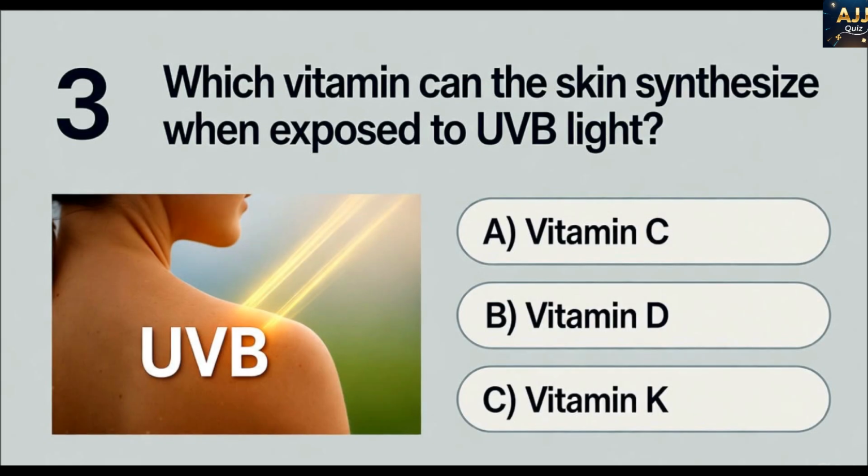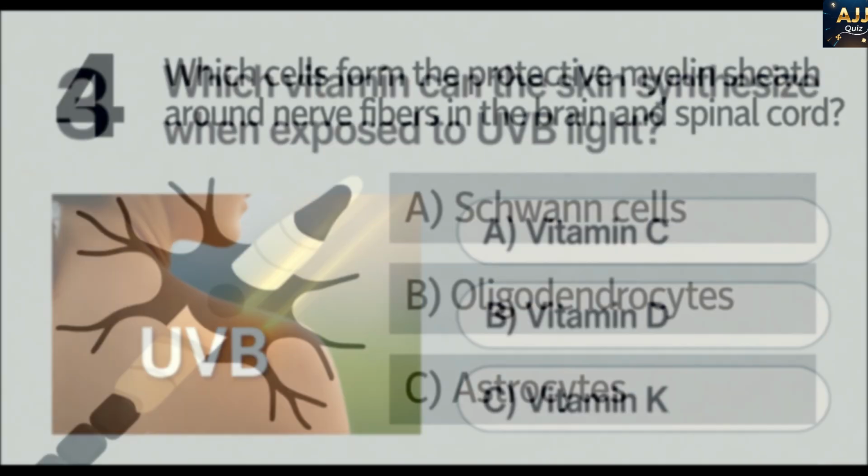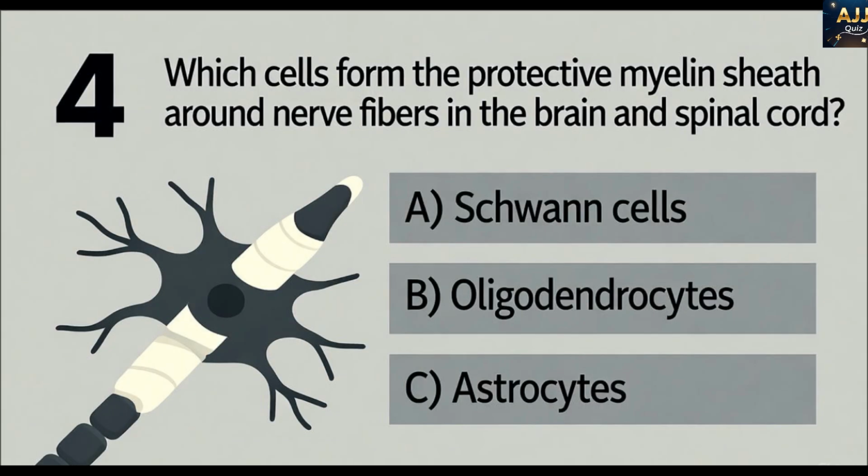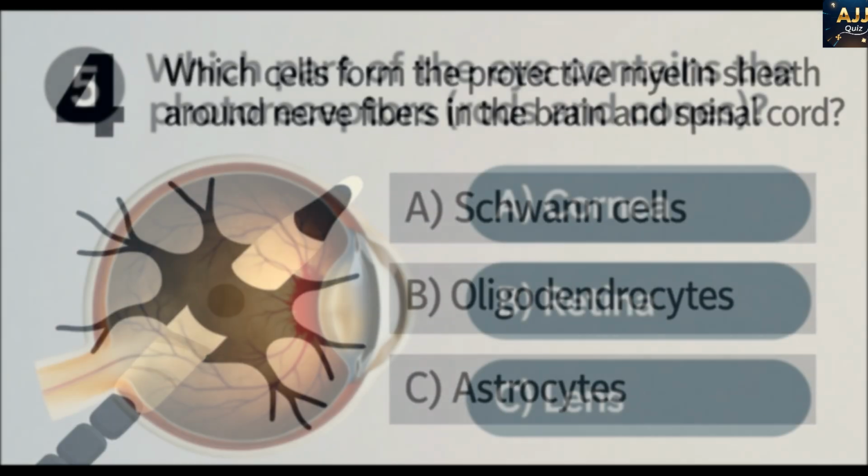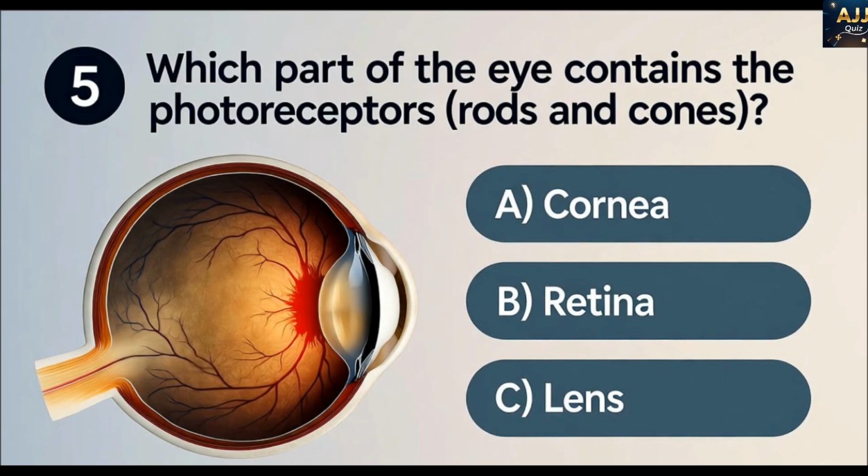Which vitamin can the skin synthesize when exposed to UVB light? Correct answer is B, vitamin D. Which cell type is primarily responsible for producing myelin in the central nervous system? The correct answer is B. Which part of the eye contains the rods and the cones, the photoreceptors? The correct answer is retina, B.